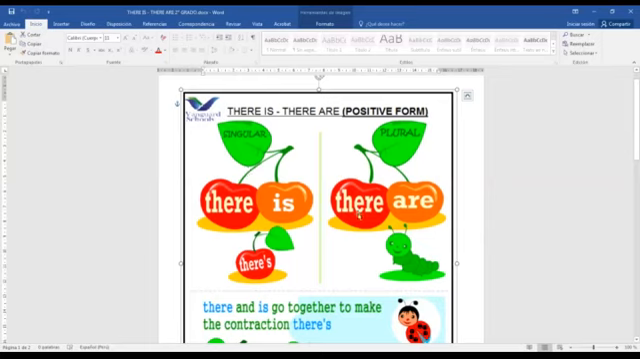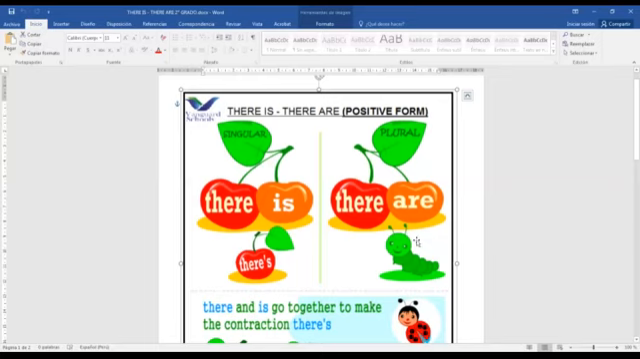We also have there are. There are. This is a pronunciation. There are. ¿Ok? Significa hay. Pero la diferencia es que lo usamos para los sustantivos en plural. For plural nouns. ¿Ok? We use there are for plural nouns. I mean, apples, oranges, balls, books, pencils, teddy bears, tables, rulers, colors, markers, etc.